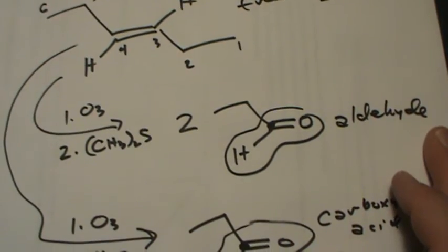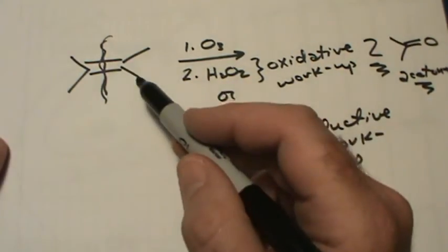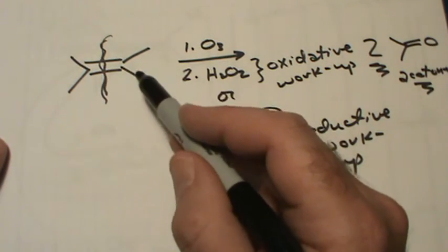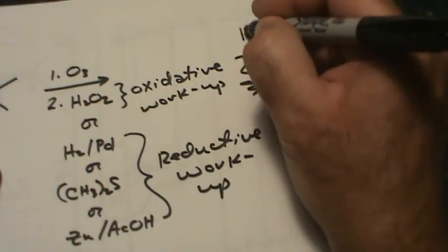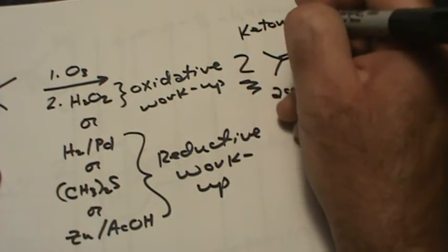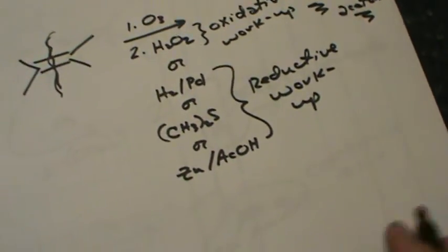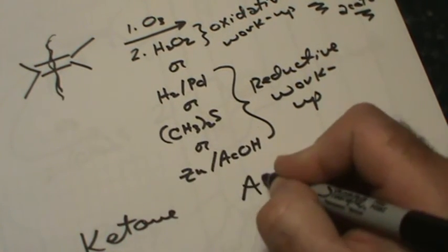Now, if I go back to the prior example, you'll notice that I chose an alkene in which there were no hydrogens attached to the alkene carbons, only alkyl groups. Hence, when you broke this one in half, we formed acetone, which is an example of a ketone functional group. So what's the difference between a ketone and an aldehyde?